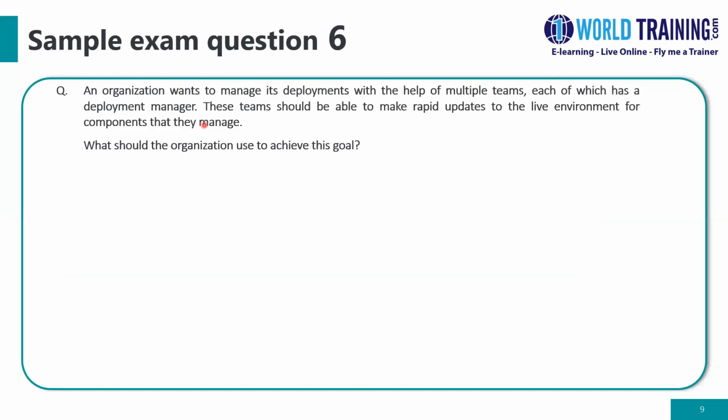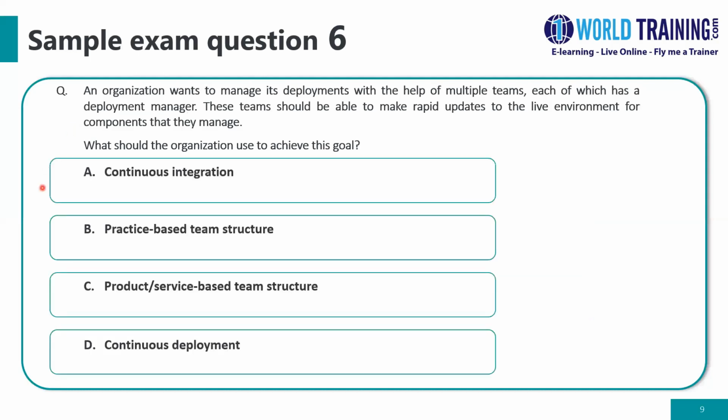Next, question number 6. An organization wants to manage its deployments with the help of multiple teams, each of which has a deployment manager. These teams should be able to make rapid updates to the live environment for the components that they manage. What should the organization use to achieve this goal? A, continuous integration, B, practice-based team structure, C, product or service-based team structure, or D, continuous deployment.